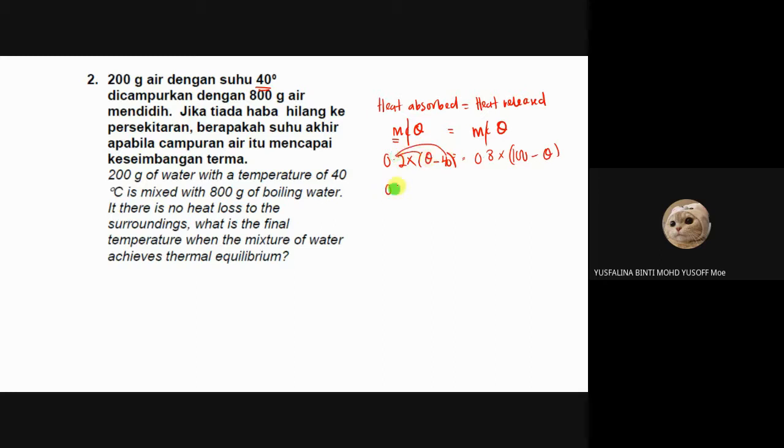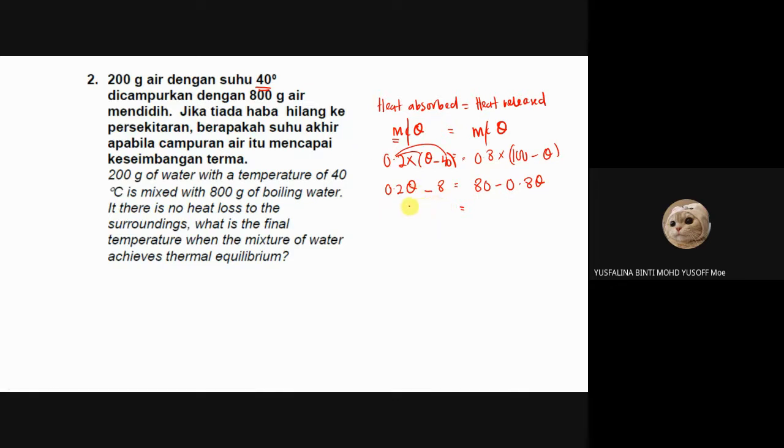So 0.2 theta minus 8, I think. Is it correct? 0.2 times 40 is 8, right? And then this one is 80 minus 0.8 theta. Okay, so you check my calculation because I didn't use calculator. So I think it's correct. Yeah. Okay, then you have to find theta.